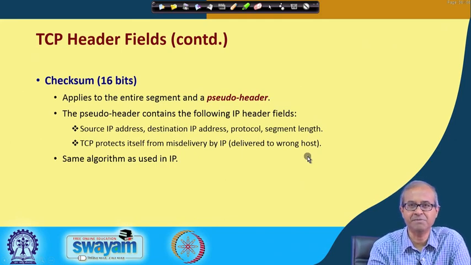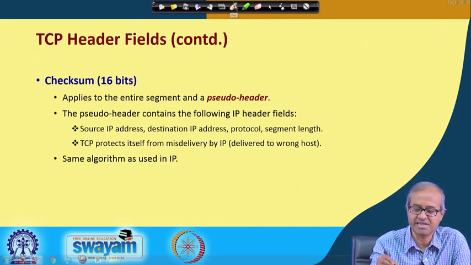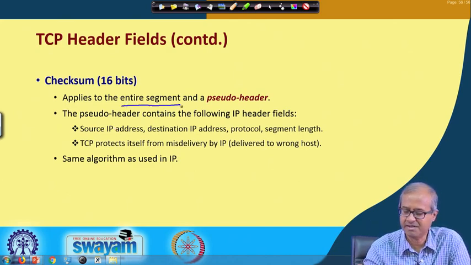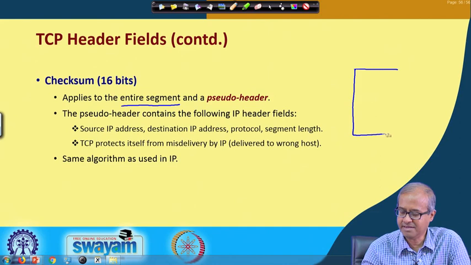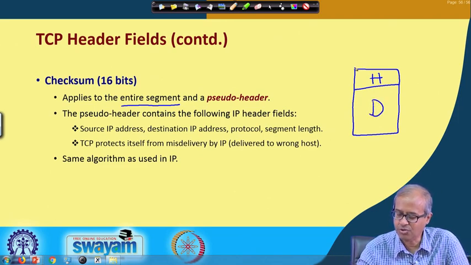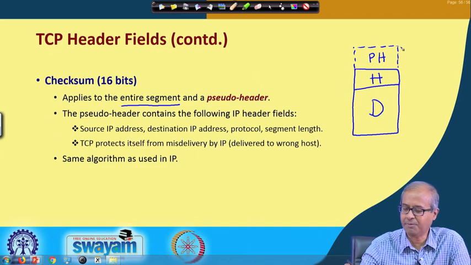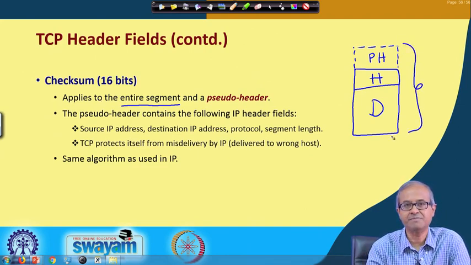And finally, there is a checksum. Checksum is used for error detection, and this checksum is applied not only for the header, but for the entire data segment. Like in the TCP protocol, you have the header, you have the data, and there is also something called a pseudo header. This checksum is applied to the entire part of it.